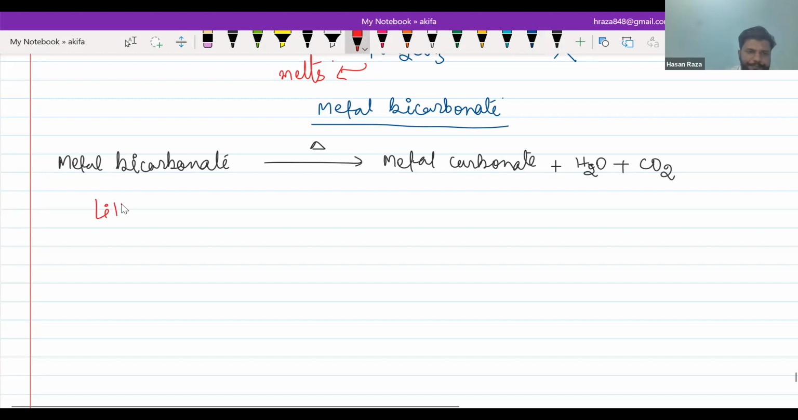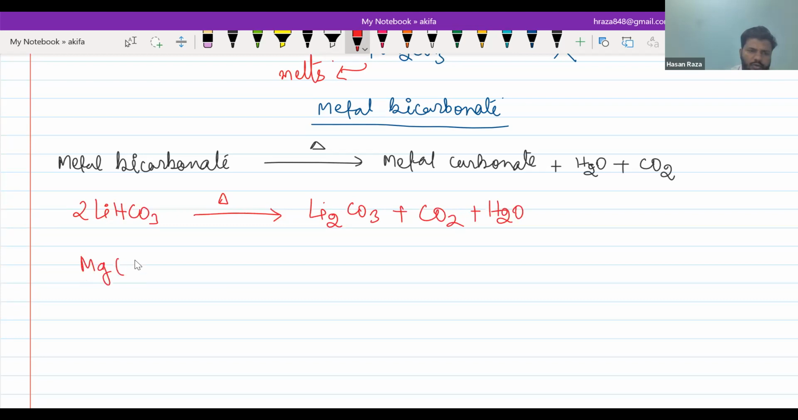Again, LiHCO3 here, bicarbonate or hydrogen carbonate. If you heat it, it will be converted into Li2CO3 plus CO2 plus H2O. In the same way, magnesium also does. If you heat it, it will be converted into magnesium carbonate, then H2O, and CO2.